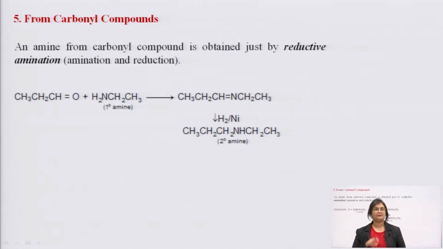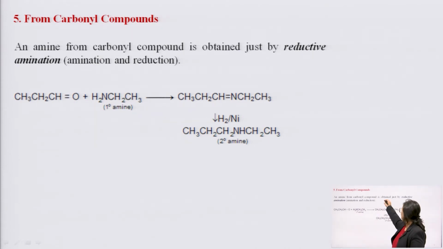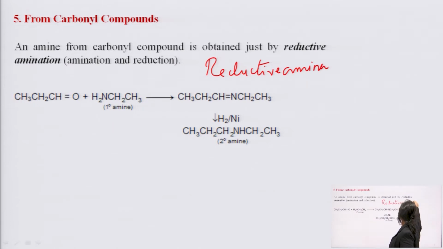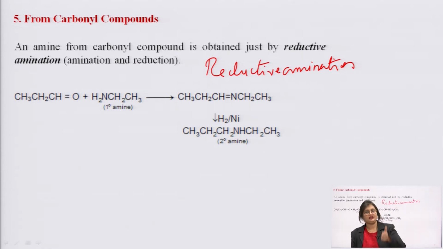Amines can also be prepared from carbonyl compounds. An amine from a carbonyl compound is obtained by reductive amination. The reductive amination principle is employed in the conversion of carbonyl compounds into amines.